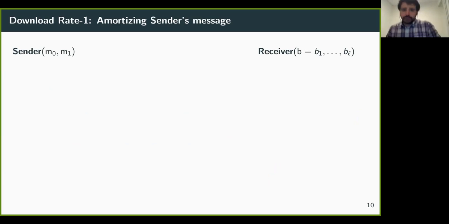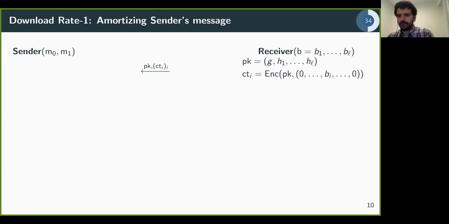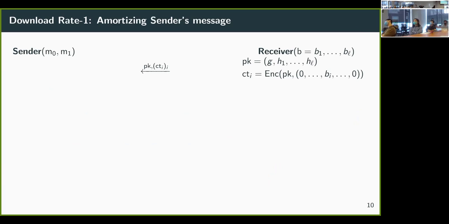So how can we use this to obtain a download rate 10T? The receiver is now creating a batch Elgamal public key and ciphertext CTI, which encrypt vectors which are equal to 0 everywhere except for the ith position.